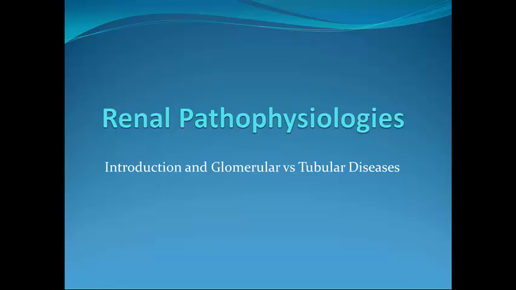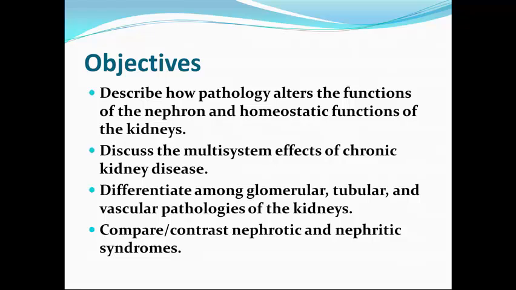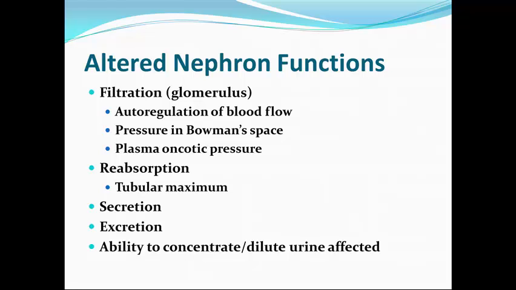So let's start with an introduction and address the differences between glomerular and tubular diseases. We're going to describe how pathology alters the functions of the nephron and the homeostatic functions of the kidneys. We'll look at some multi-system effects of chronic kidney disease because this all fits together very nicely. Then we will differentiate among primarily glomerular and tubular pathologies, and contrast and compare nephrotic versus nephritic syndromes. So let's start by talking about altered nephron functions.